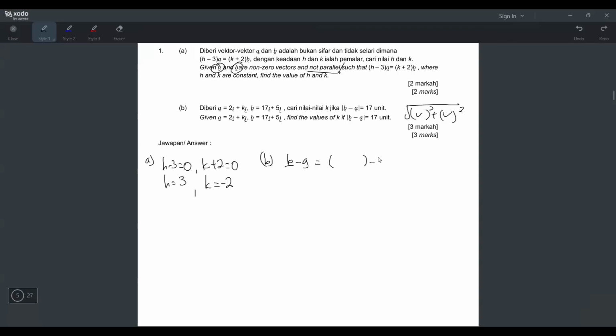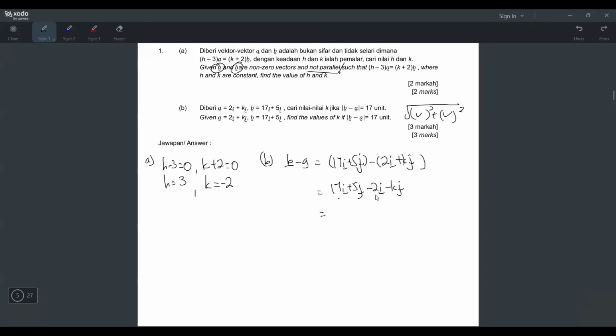So let's put in vector b, given here as 17i plus 5j, and then 2i plus kj for a, you put in here. Now you can find the vector for b minus a. Let's open the bracket. When you open the bracket, the 2i becomes negative 2i, and plus k becomes minus k, because minus plus becomes minus. That is why the bracket is very important. If you forgot to open the bracket, you would think it's plus k, and then the whole thing is wrong.